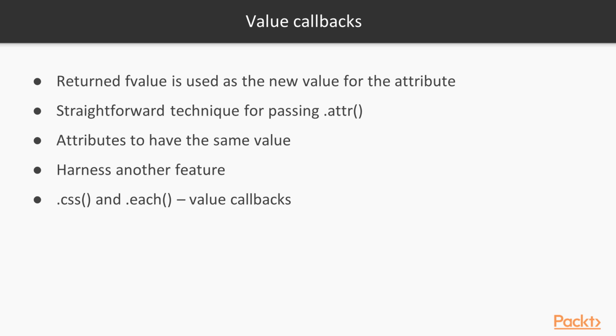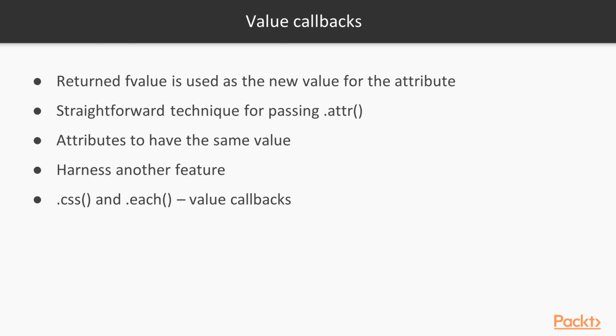Often, though, the attributes we add or change must have different values each time. One common example is that for any given document, each ID value must be unique if we want our JavaScript code to behave predictably. To set a unique ID value for each link, we can harness another feature of jQuery, such as .css and .each, value callbacks.